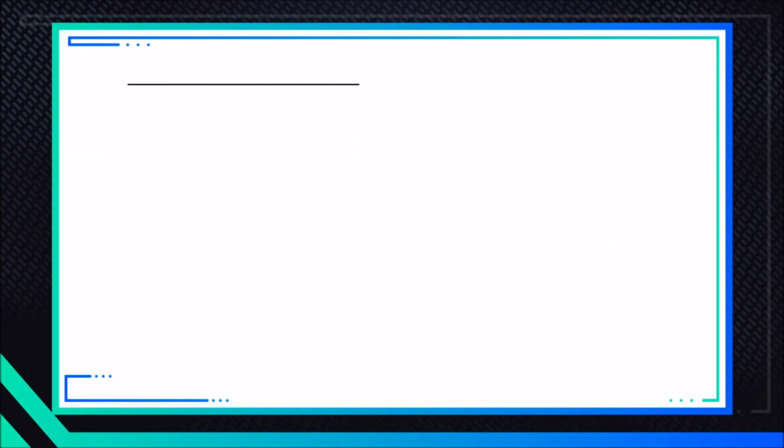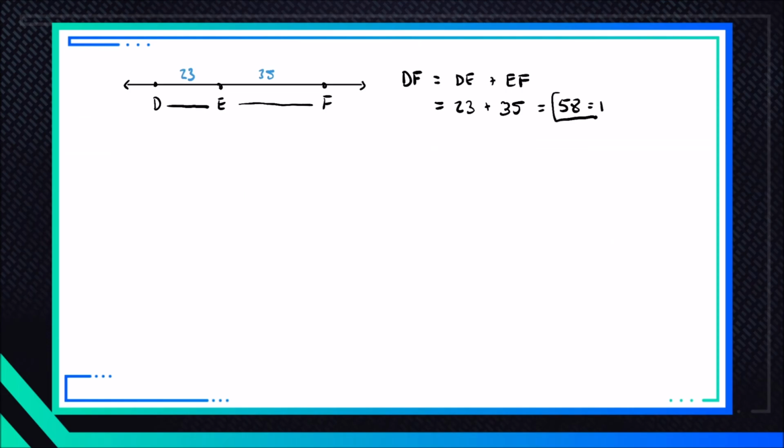So if we draw a line right here and put on it the points D, E, and F, and we label DE as 23 and EF as 35, I want to find the total length of DF. So DF is going to be equal to the length of D to E plus the length of E to F. And so that is going to be equal to 23 plus 35, which is going to be equal to 58 units. So 58 is equal to DF.